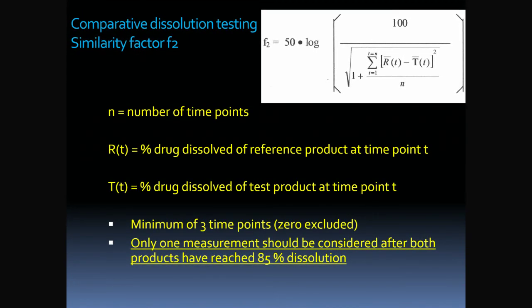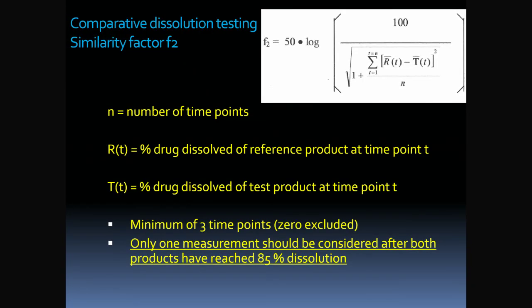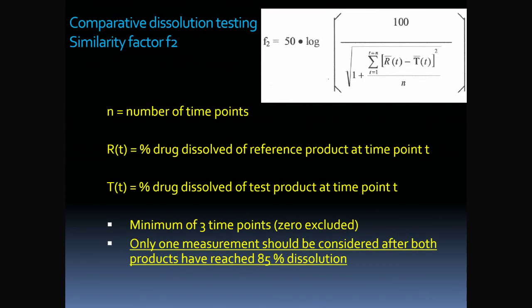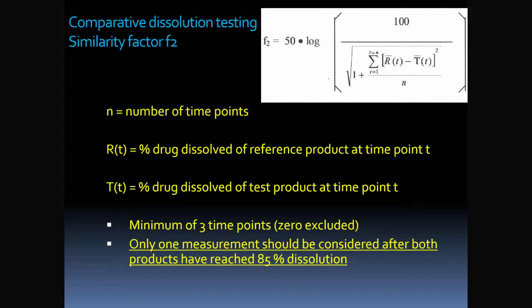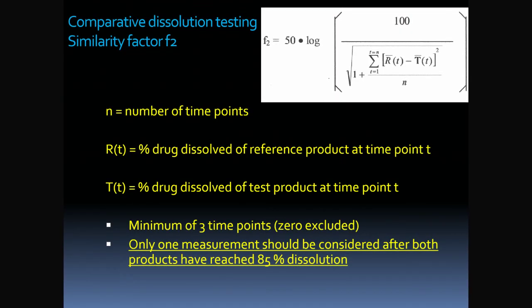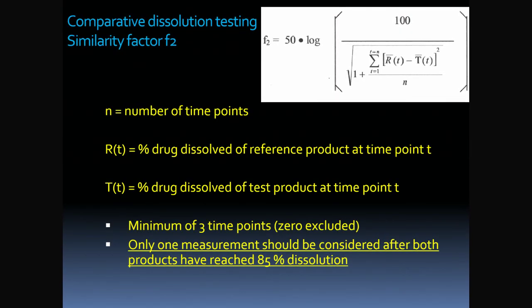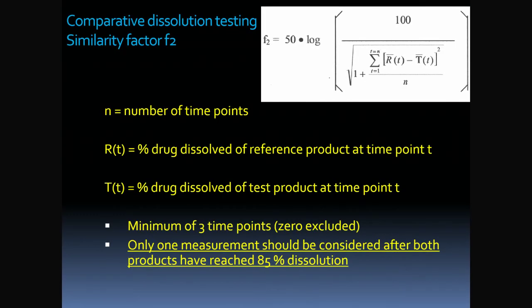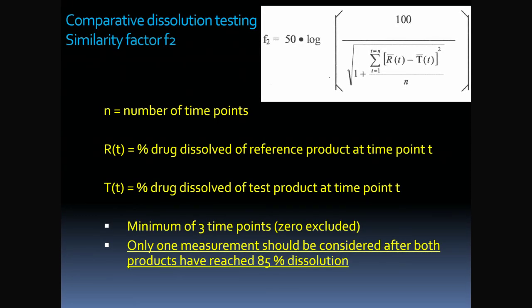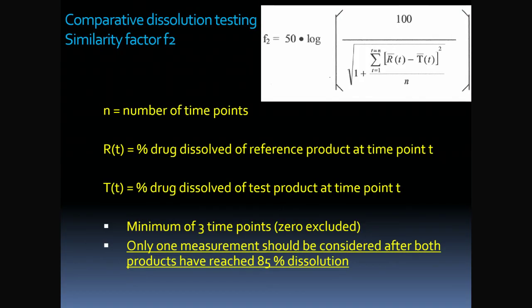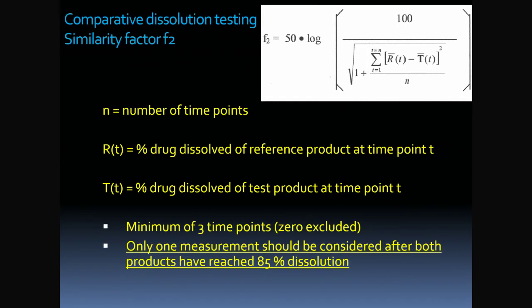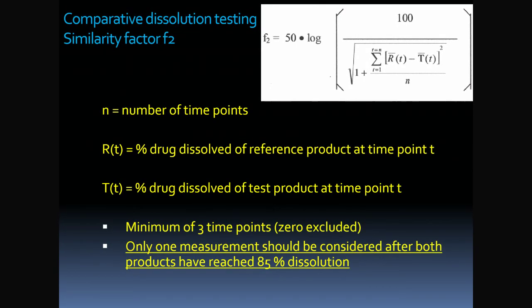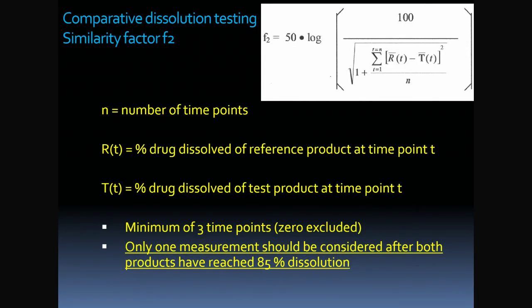This variance is then square-rooted and positioned within the denominator of the logarithmic expression, where the final multiplier of 50 scales the result to a maximum value of 100 for identical profiles. To maintain the statistical integrity of this comparison, ensure you utilize at least 3 distinct time points and exclude any data collected after both products have achieved 85% release.